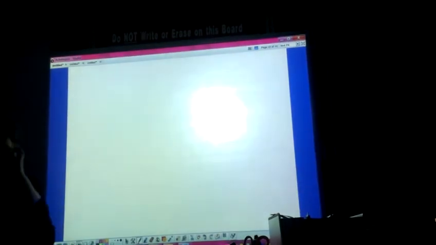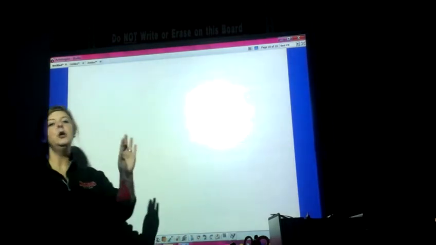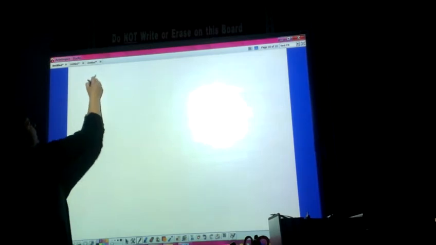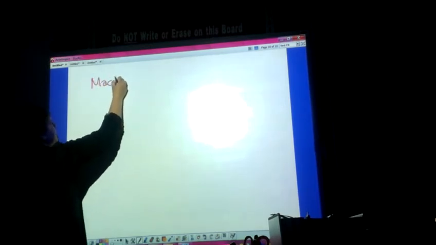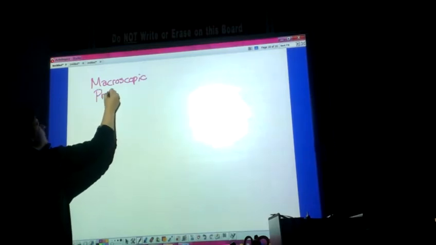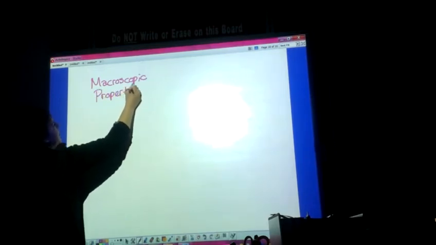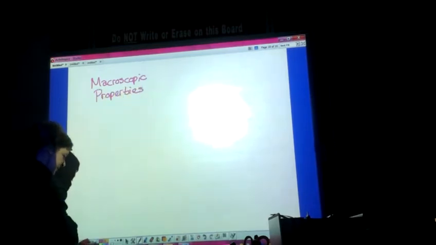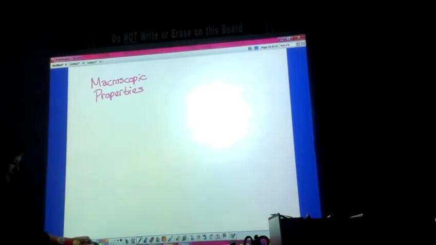I'll post that link so that way you can look at those representations. But let's talk about properties at the macroscopic level of solids, liquids, and gases. So we'll title this macroscopic properties. And actually, let me change this to black just in case anybody is colorblind here. Okay, on the macroscopic level, let's first just start off with gases.